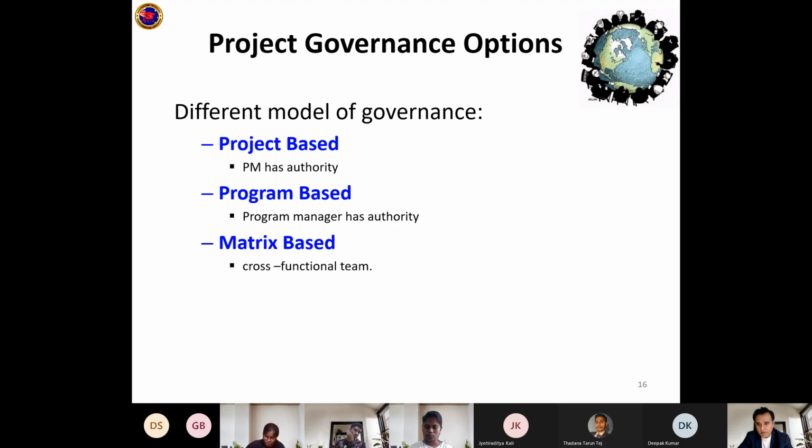And the last one is a matrix governance. Matrix means it's like a box, a square box. So you have at any point of time two bosses.